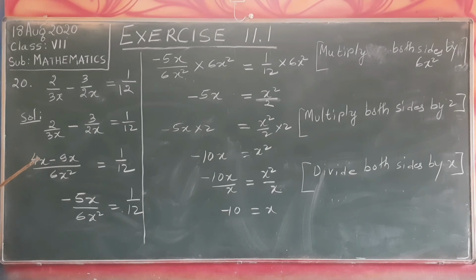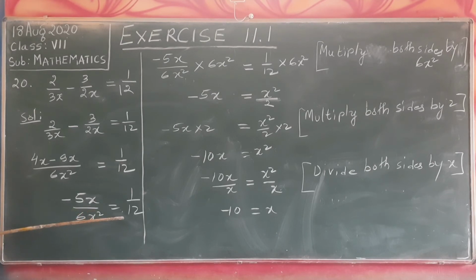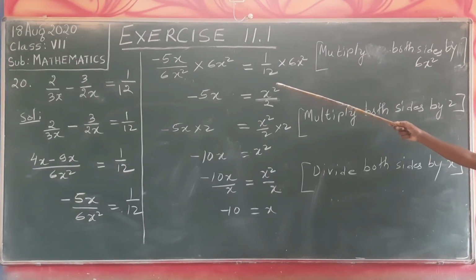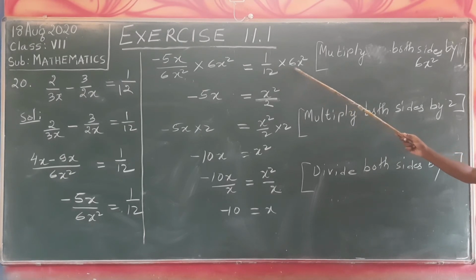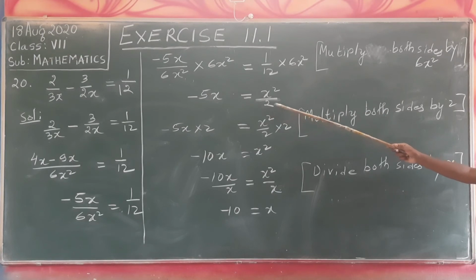So in the numerator we have 4x minus 9x, and the right hand side of the equal sign we will write as it is, 1 upon 12. Now after simplifying we get minus 5x upon 6x square is equal to 1 upon 12. Now 6x square in the denominator we have to remove. In order to remove it we have to multiply both the sides by 6. So ultimately we get in the next step minus 5x is equal to x square upon 2.